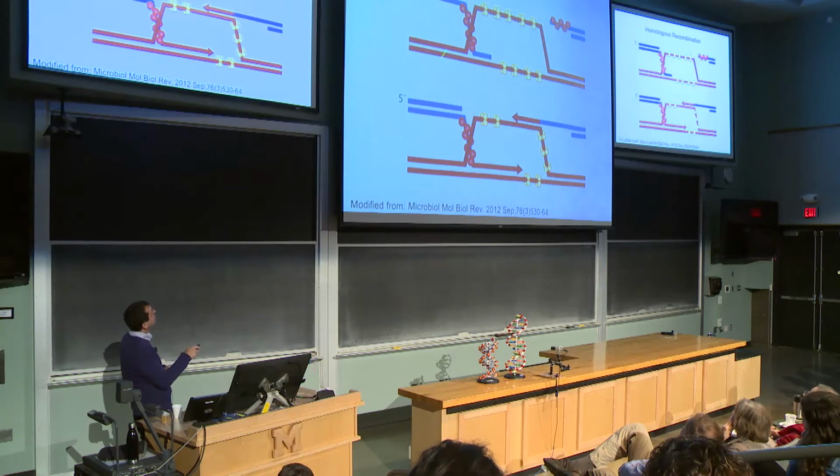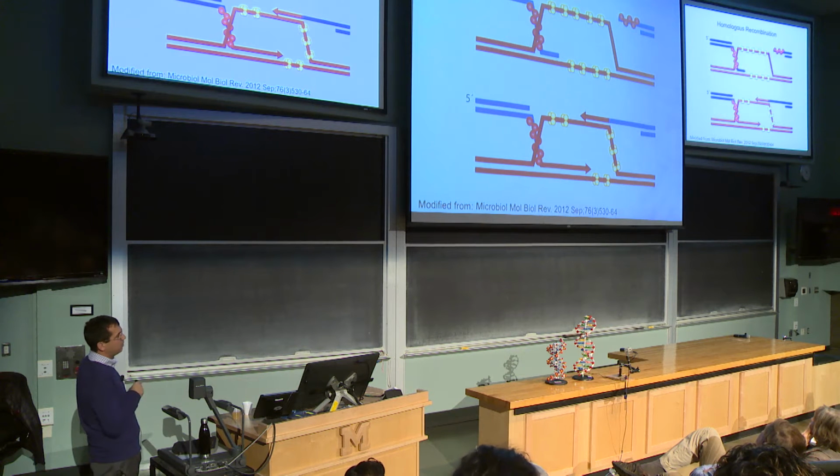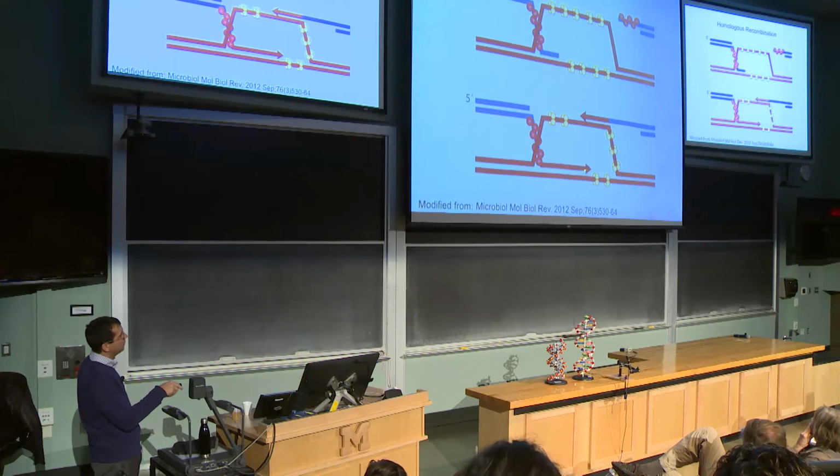And then here, the red DNA is our homolog. It has the same or very similar information. In the case of the bacterial cell, it's going to be exactly the same. And this strand will invade that other double helix. And then you have DNA synthesis, so now it's going to begin to copy that information.